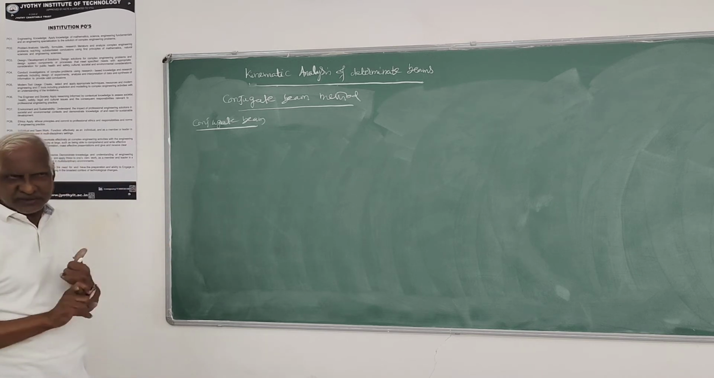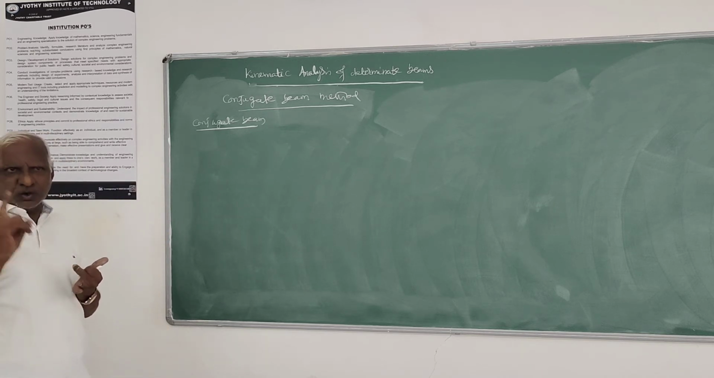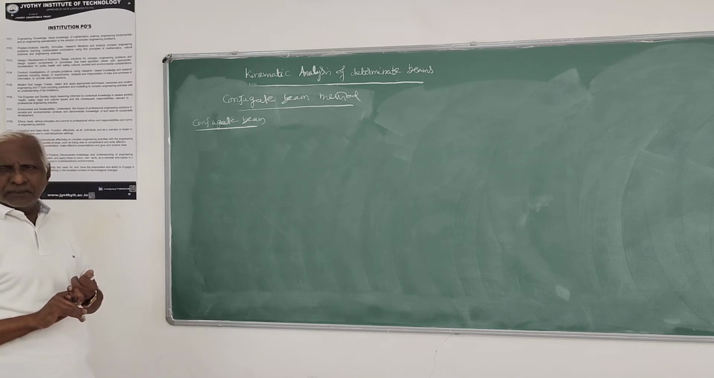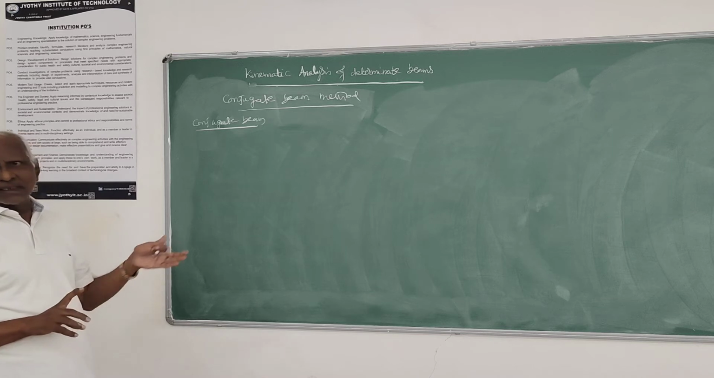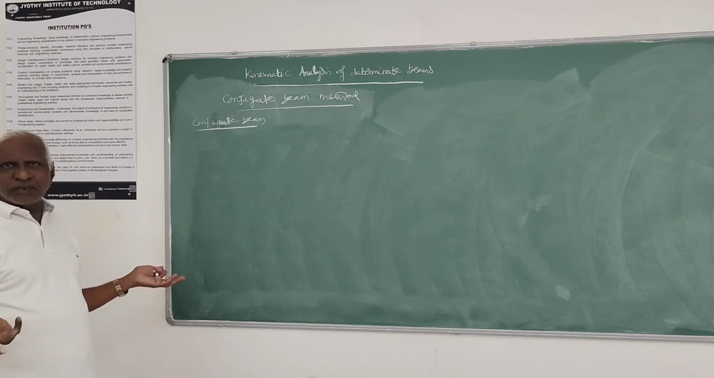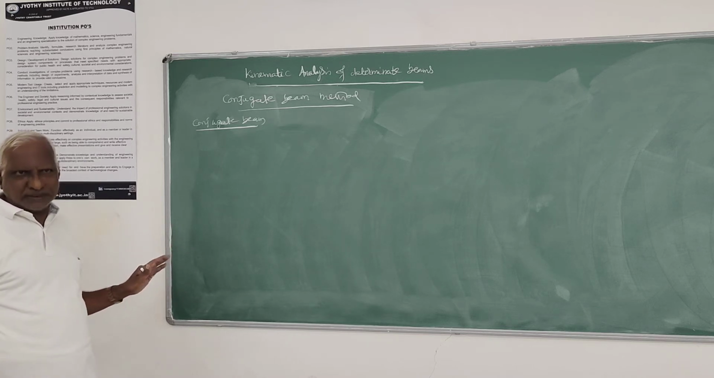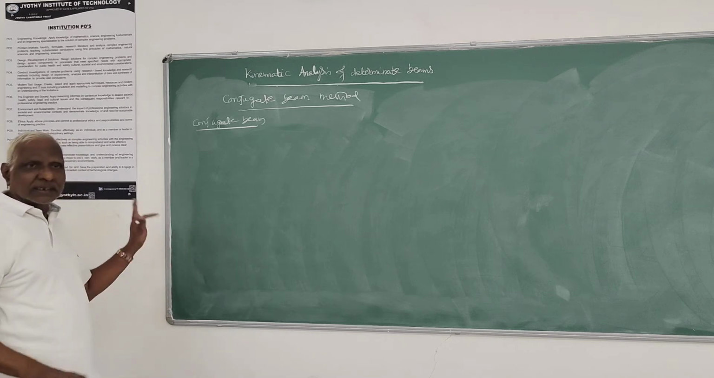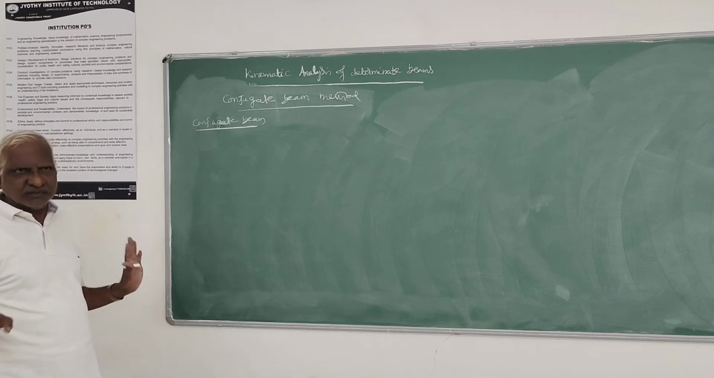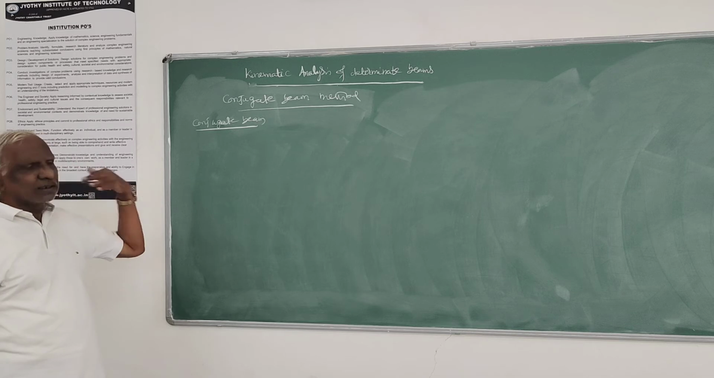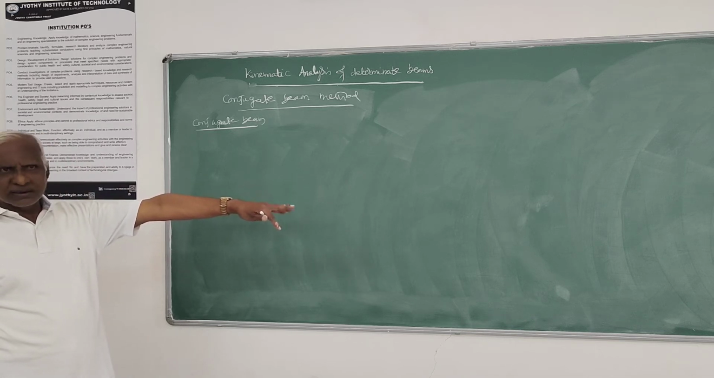I have given you the definition of the conjugate beam. I have told how to write a conjugate beam. Then I have told how to find slope and deflection in the conjugate beam. The slope and deflection are nothing but the shear force and bending moment in the conjugate beam. That's all. If you remember this much, then you can work all those determinate beams.